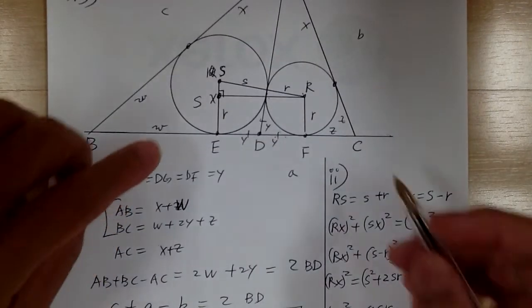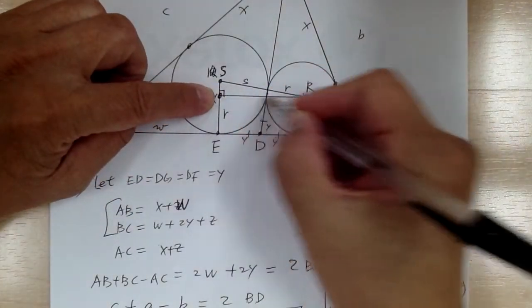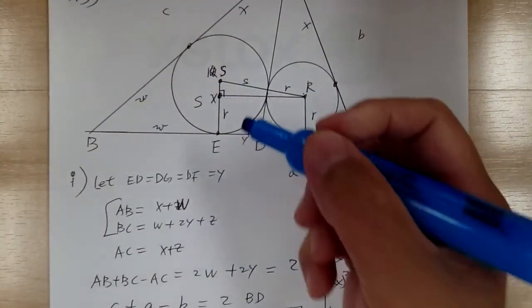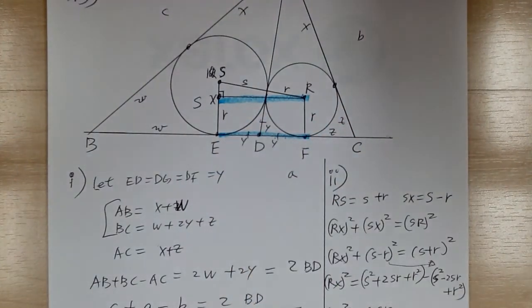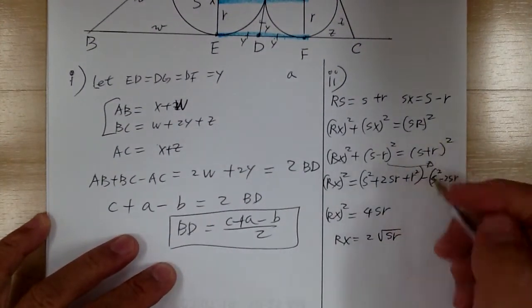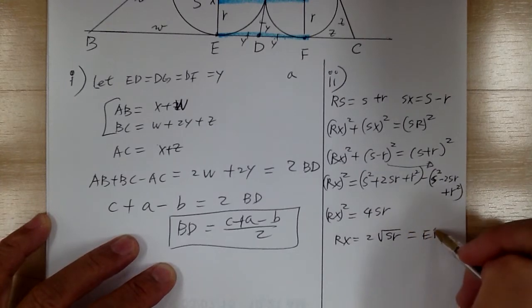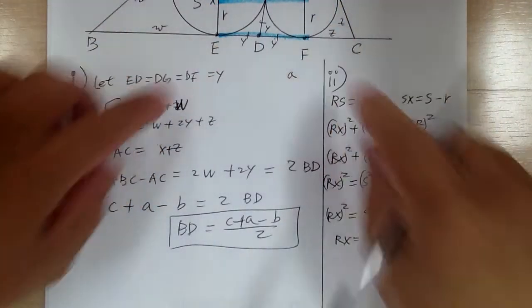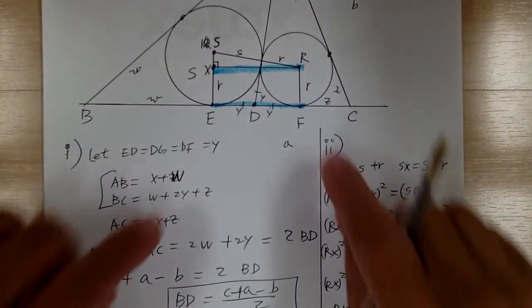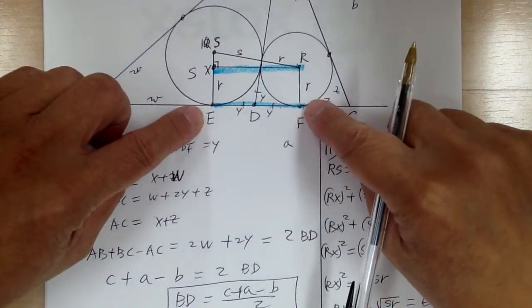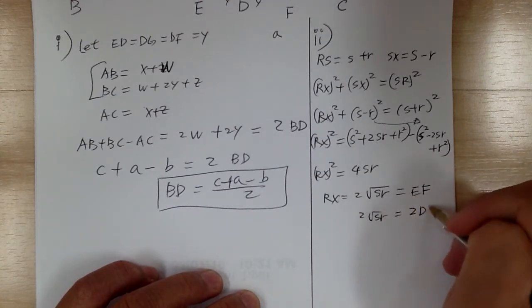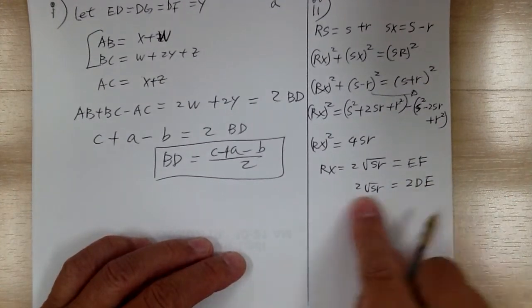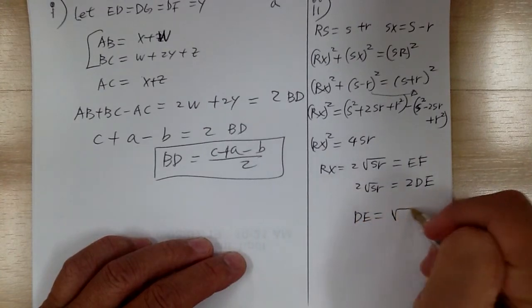But now if you look at your Rx, Rx is this over here. If you notice, it's straight down here. So that is equal to EF, because it's just straight down. But EF equals 2y, or EF equals 2dE. So 2 square root of SR equals 2dE. Then you divide both sides by 2, so dE equals square root of SR.